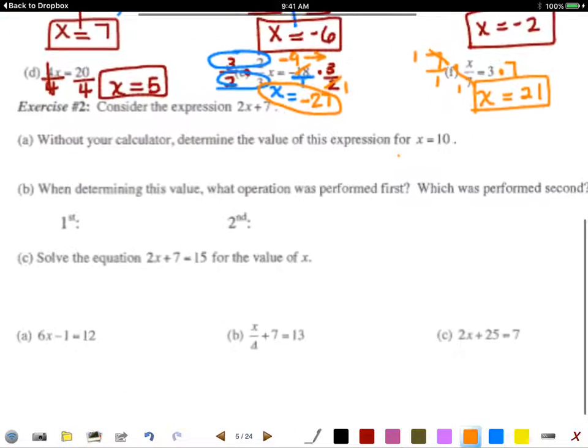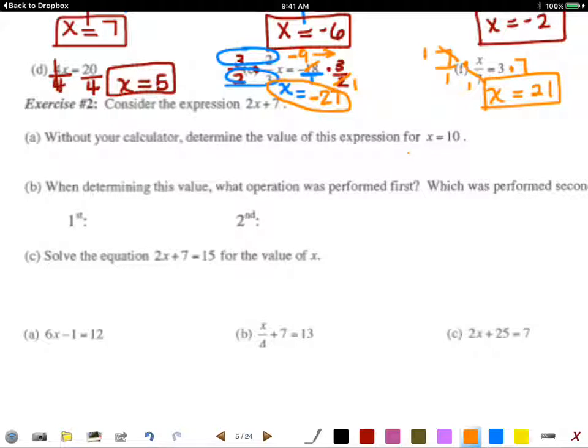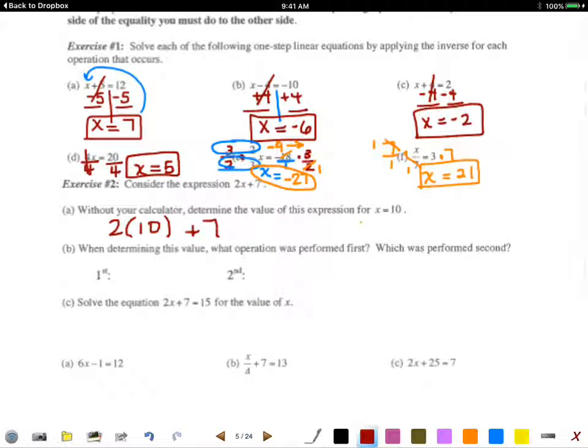Okay. All right. Part 2 says, consider the expression 2x plus 7. Without your calculator, determine the value of this expression for x equal to 10. Well, this is something we've already done. Okay, if x is 10, 2x, that means 2 times x, or 2 times 10, right? Plus 7. That's what you should be writing down. Well, 2 times 10 is 20. So 20 plus 7 is 27.